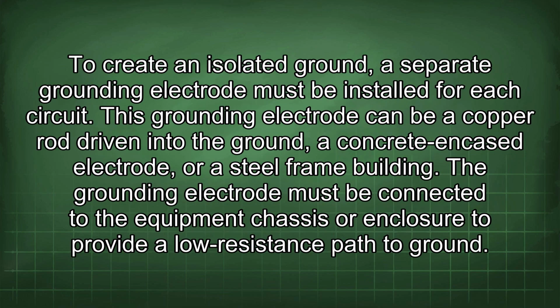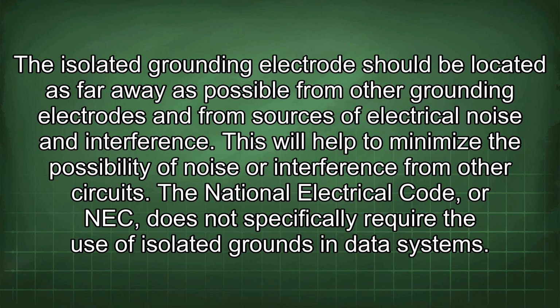To create an isolated ground, a separate grounding electrode must be installed for each circuit. This grounding electrode can be a copper rod driven into the ground, a concrete encased electrode, or a steel frame building. The grounding electrode must be connected to the equipment chassis or enclosure to provide a low resistance path to ground. The isolated grounding electrode should be located as far away as possible from other grounding electrodes and from sources of electrical noise and interference. This will help to minimize the possibility of noise or interference from other circuits.